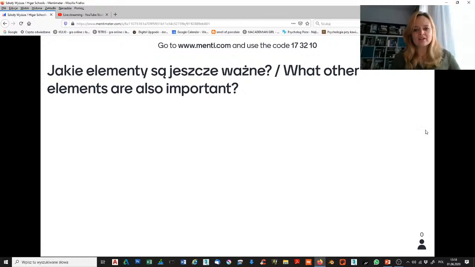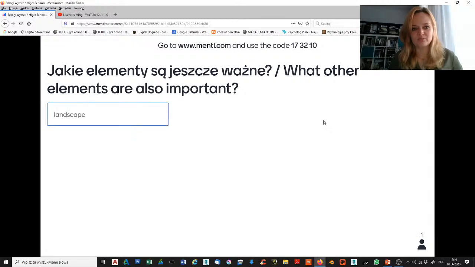So, what other elements, in your opinion, are also important in designing the higher school, except for those which have already been discussed and talked about? The code is 173210. Again, 174210. You just switch to the next question on your Mentimeter.